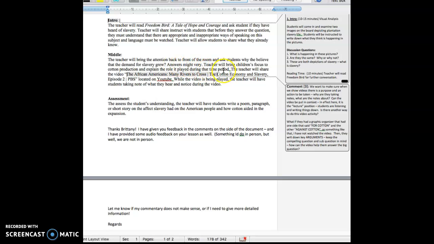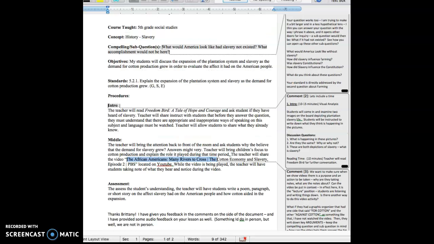And I want you to really think, why are you showing a video? Really think about this, because the way it seems here is that the video is replacing a lecture. They're going to watch this video on YouTube, and the students are going to take notes. So how do we get rid of the notes, or how do we make this more of an investigative situation? What's the information the video has that the students need in order to answer that compelling question or that sub-question?